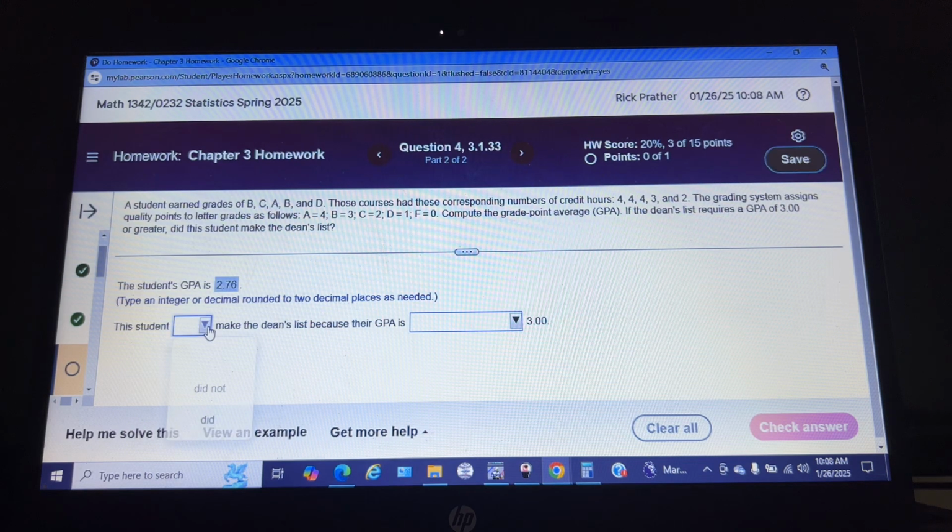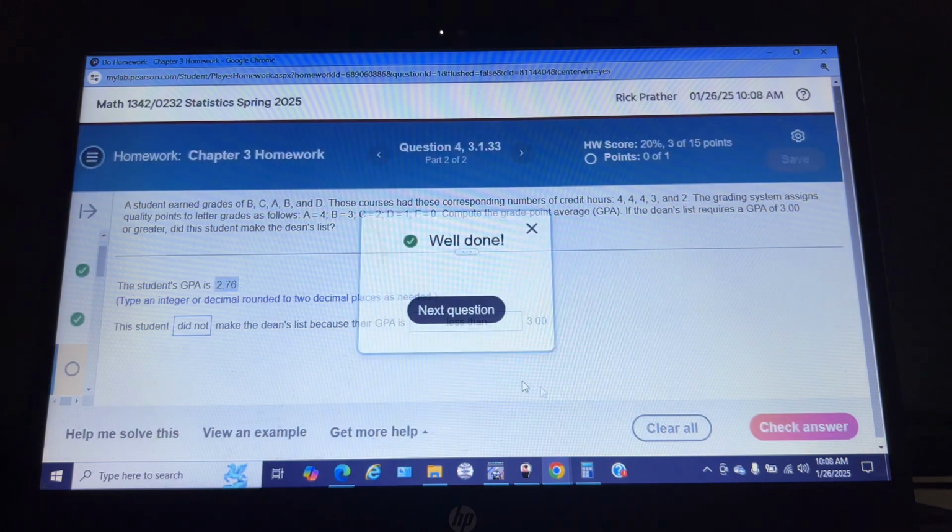This student did not make the dean's list because their GPA is lower than 3. Apparently you've got to be 3 or higher to make the dean's list. So they were a little bit lower than that.